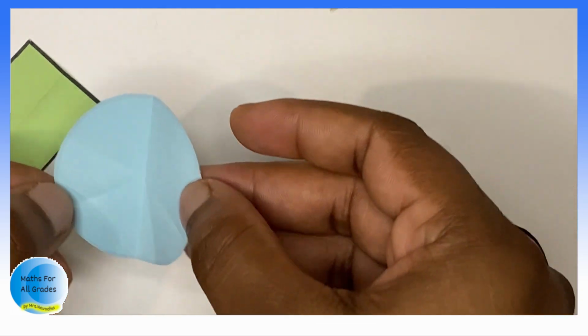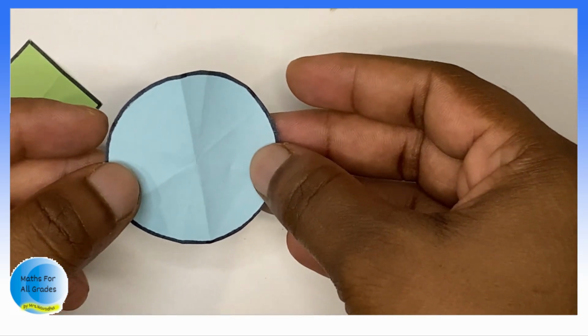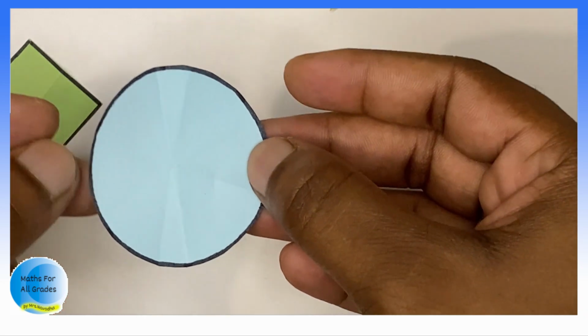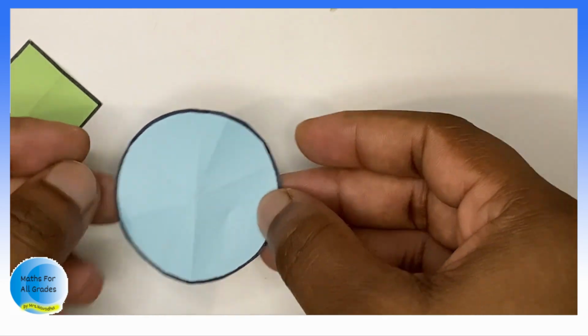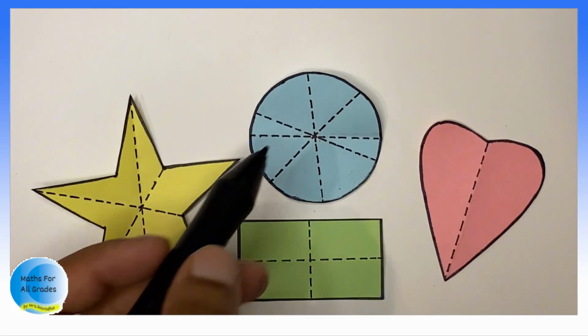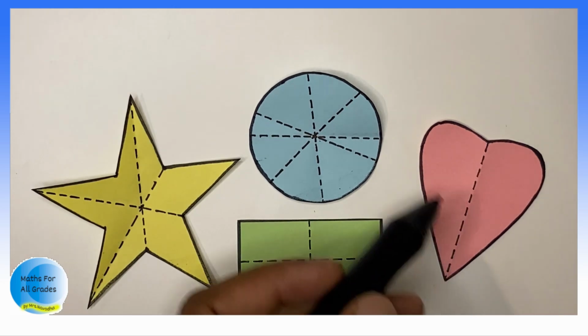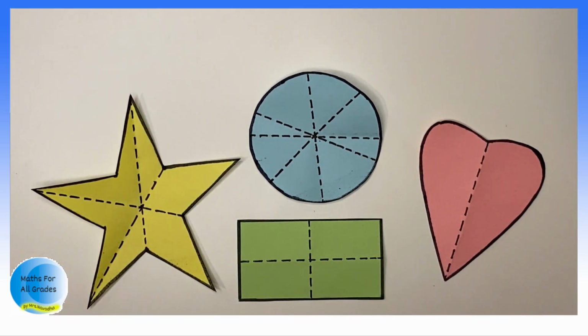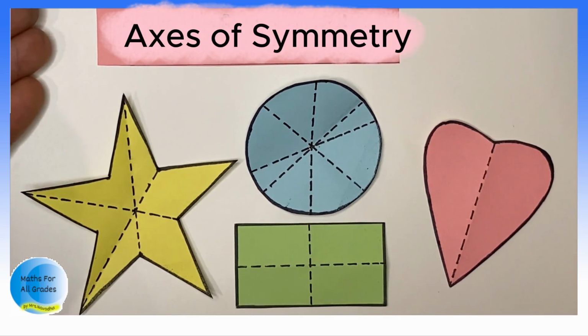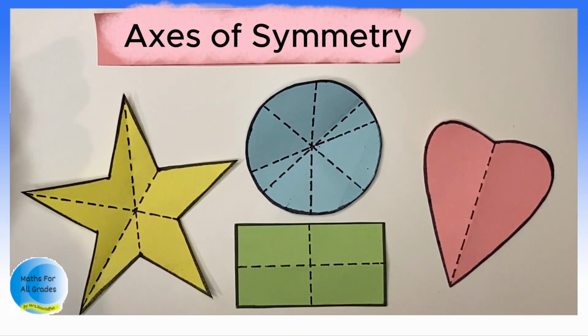And this is line 4. For the circle, there are many lines like that. We can't get an exact number for a circle. I drew dotted lines along the folding. So now you can clearly see it. And do you remember, earlier I mentioned these specific lines have a name. Yes, these lines are called axis of symmetry.